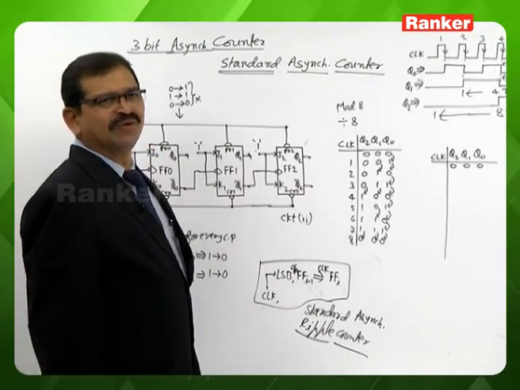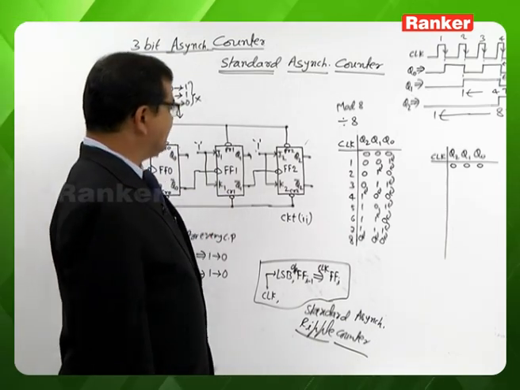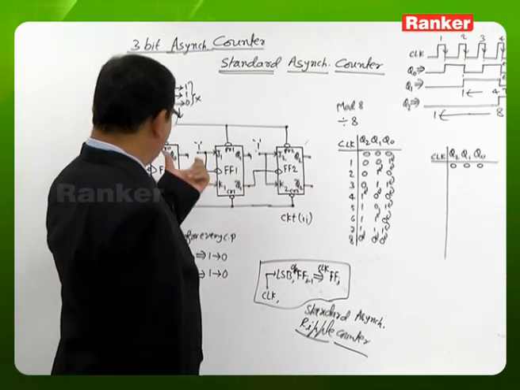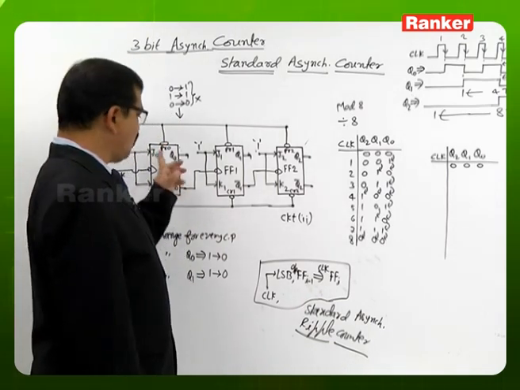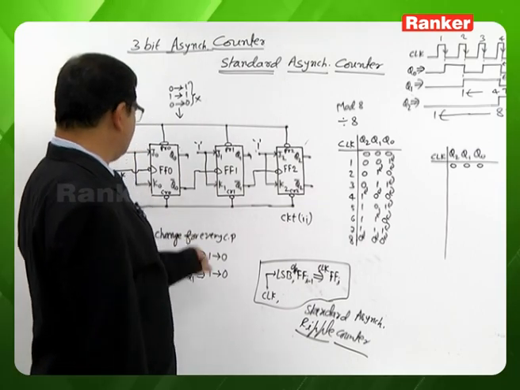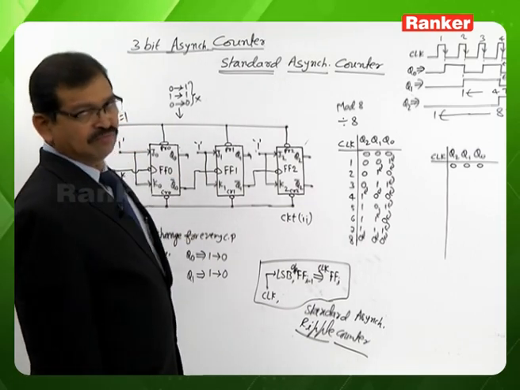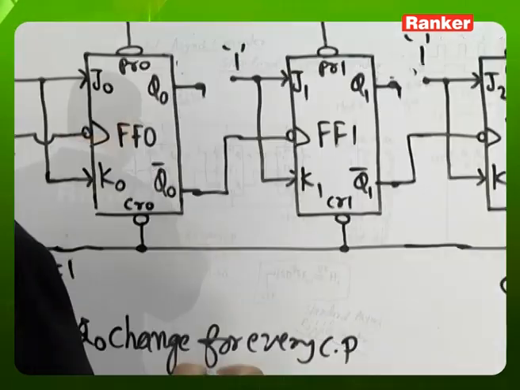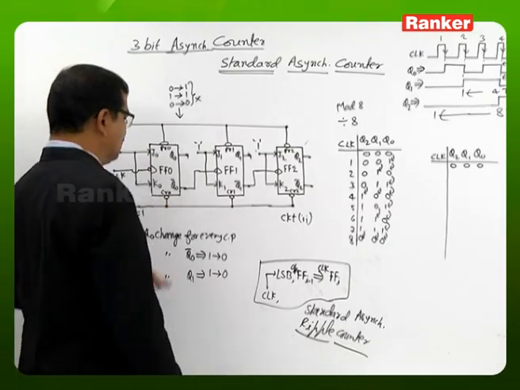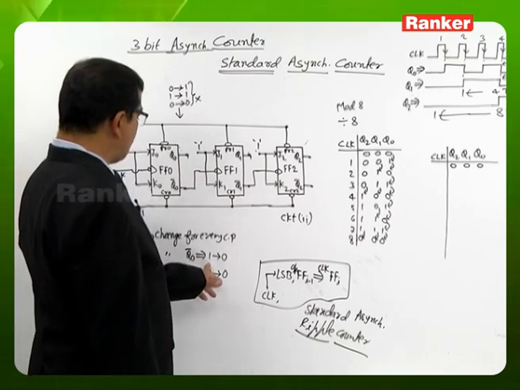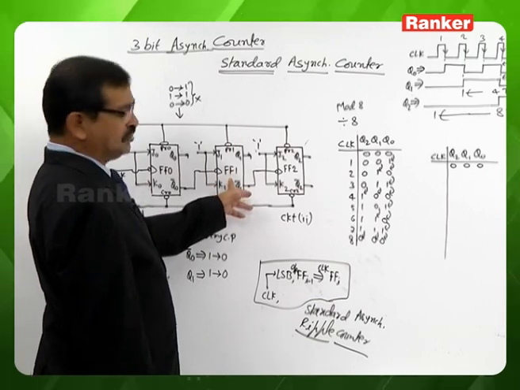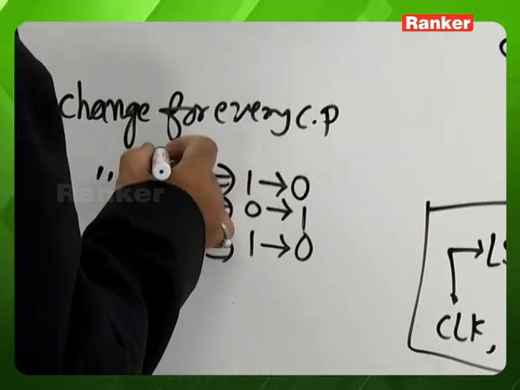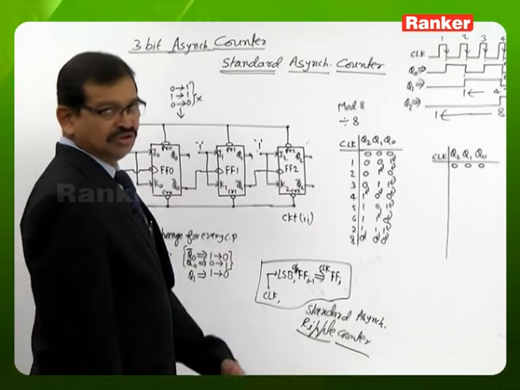Based on these connections, here also the JK inputs are connected to 1, so that as and when there is an effective clock signal, the flip-flops are going to change. Flip-flop 0 here also gets a chance to change its value for every clock pulse, because the external clock is coming directly to flip-flop 0. Flip-flop 1 gets a chance to change its value if and only if Q0 complement is changing 1 to 0, because it is the clock to flip-flop 1. Whenever Q0 complement is changing 1 to 0, it is an effective clock, negative edge triggered. In other words, whenever Q0 is changing 0 to 1, flip-flop 1 gets a chance to change.